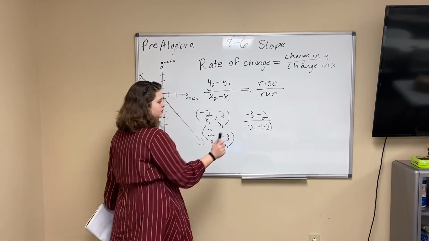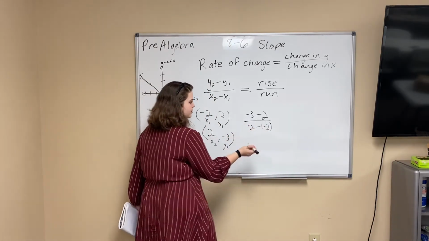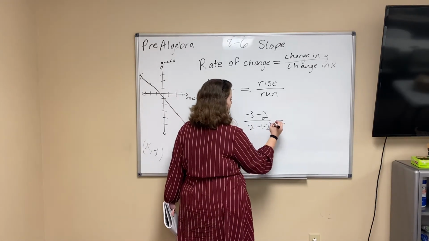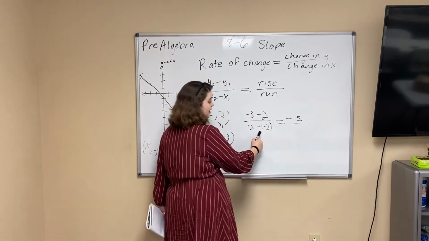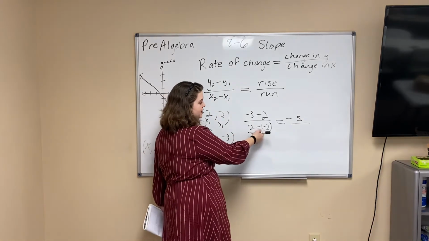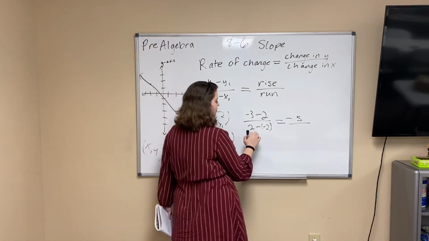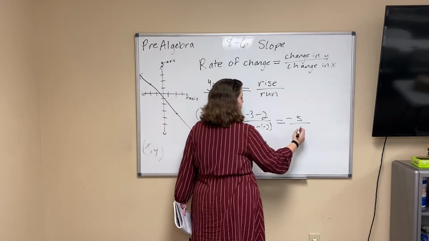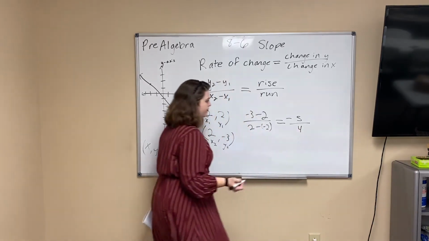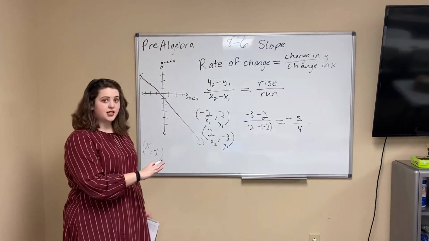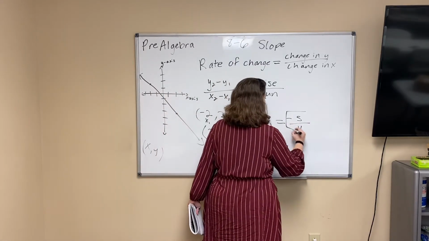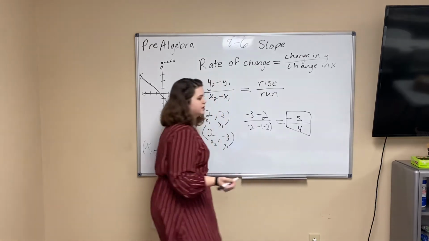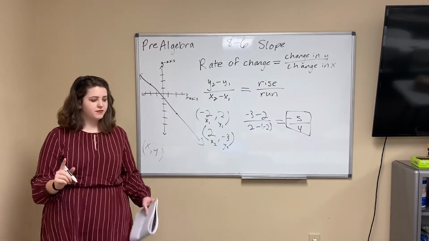Right? So now we're going to do -3 minus 2. It's going to be -5 over 2 minus -2. Now when we do minus a negative, it becomes a positive, right? So 2 minus -2 is actually 4. Now that fraction can't be reduced at all, so -5 over 4 is our rate of change, which means it's our slope.